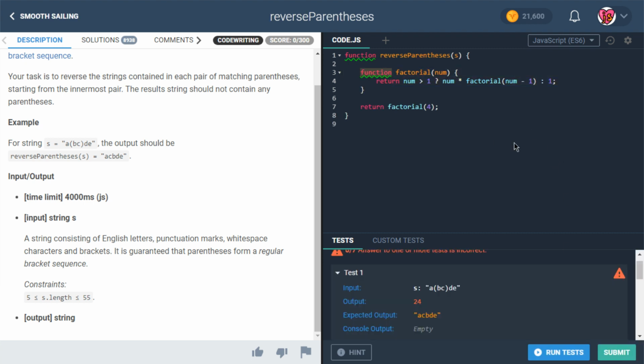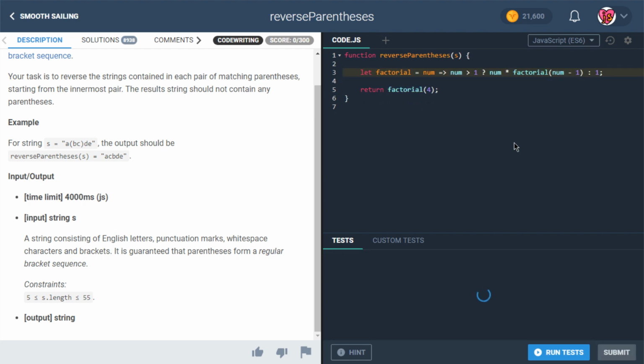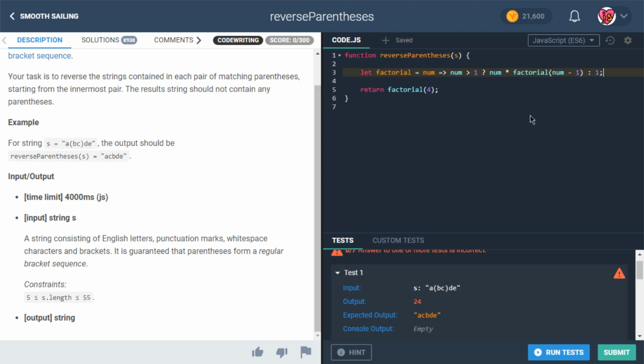In fact, we could even say something like let factorial be assigned the value of a function that takes num to this thing. And then we've got kind of a one-line function here. So still working. That's factorial, and that's a great example of a recursive function.